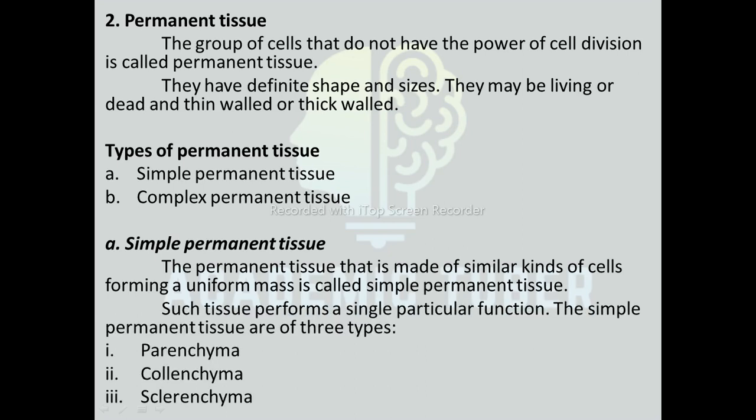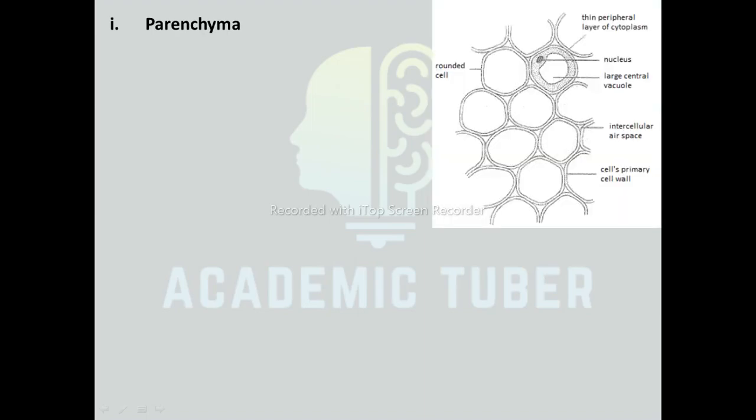The tissue performs a single particular function, and the simple permanent tissue is of three types. They are parenchyma, collenchyma, and sclerenchyma. Parenchyma. Here is a diagram showing the parenchyma.